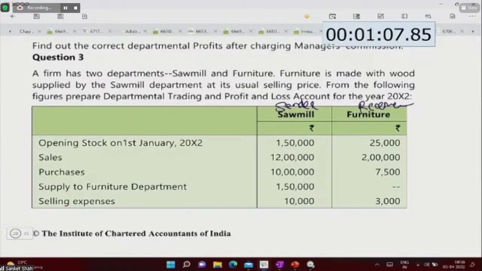Chalo, 8 minutes are past. Show the calculation in the exam, beta.